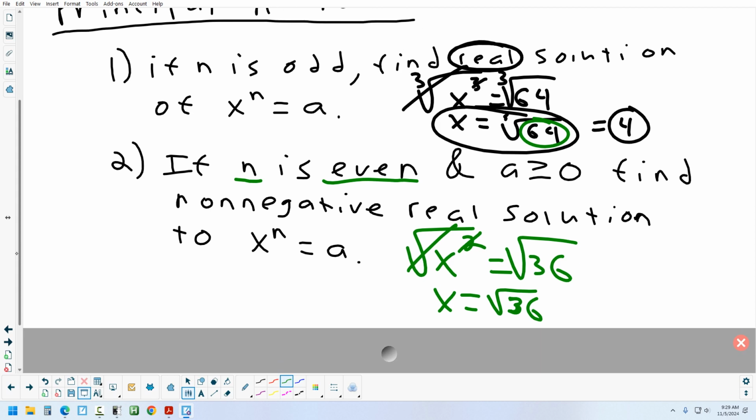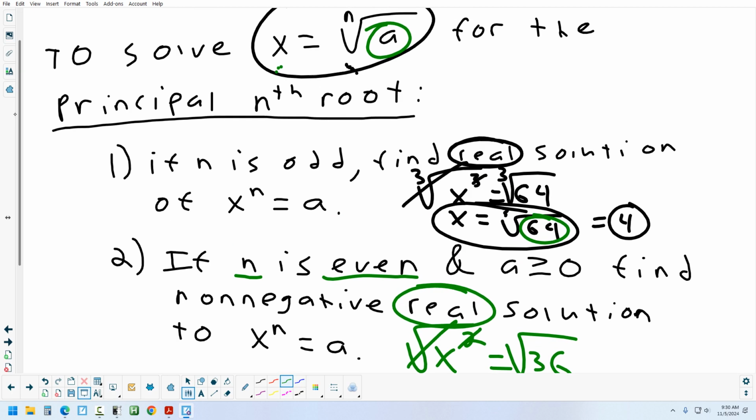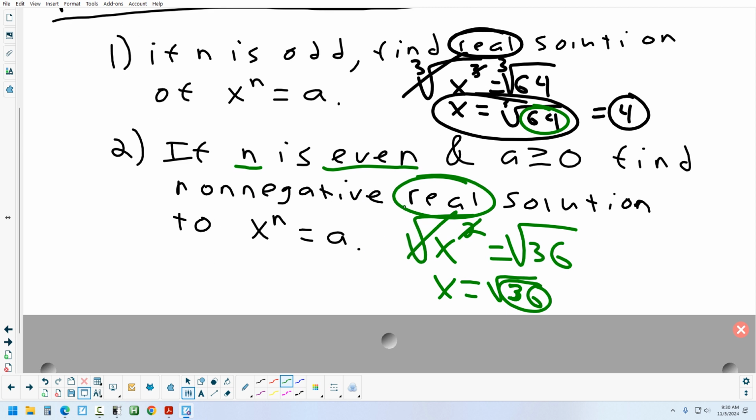First, I'm going to check it. Is my radicand greater than or equal to 0? Yes, then I can definitely solve this problem. If that was a negative number, I would be stopping here and saying that there is no real solution. Not that there isn't a solution, there is, but it's not real. And when you're dealing with a principal root, they want real answers, not imaginary.